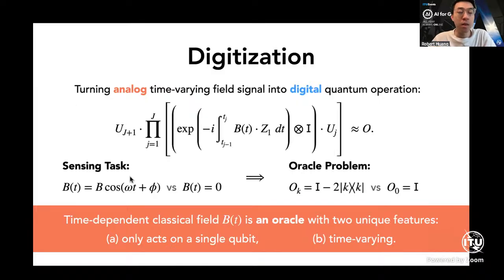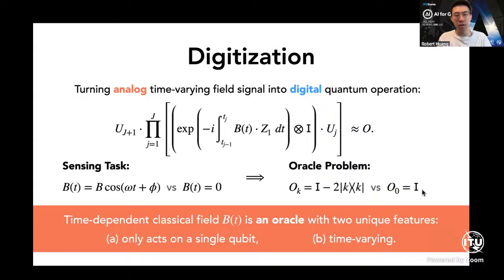So the sensing task of distinguishing between having a field or not: if we are able to create a quantum oracle out of the classical field, then suddenly we can cast it into a Grover search problem, where we are trying to distinguish between either it's the Grover oracle with some marked element, or there's no marked element.